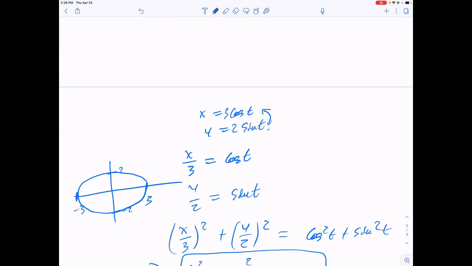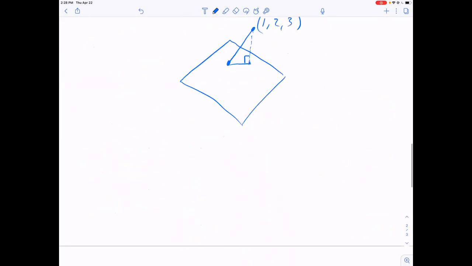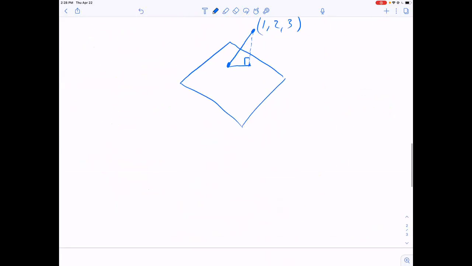Great, so I have a bunch of C's. Does anyone think that they're making significant progress on this, or should we go over it? Okay, no one claims to be making progress. So let's just go over it.